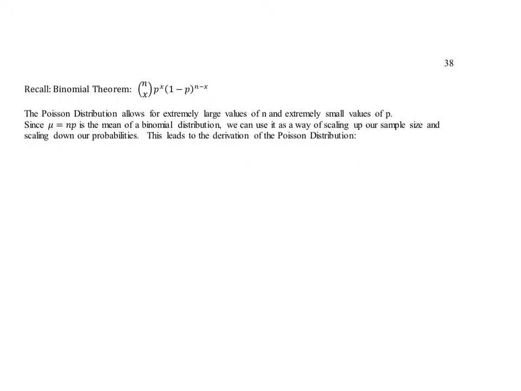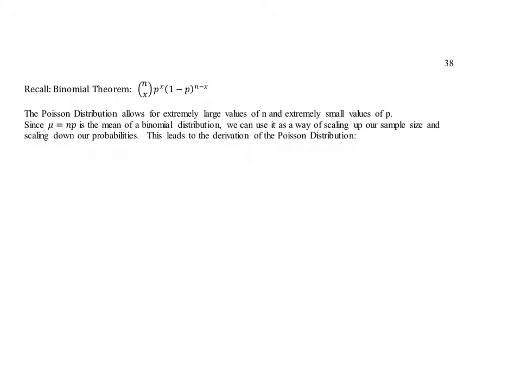Since mu equals np is the mean of the binomial distribution, we can use it as a way of scaling up or scaling down, depending on what we're looking for. The idea is that for large values of n, things can get out of hand probability-wise very quickly. If we use a normal binom PDF with an n value of like 1,000, that's automatically going to scale us up into extreme parts of the binomial distribution, and we'll always end up getting obscenely small values for probabilities.